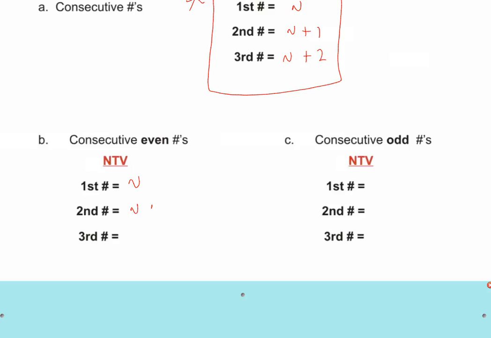N plus 2 is the next consecutive even number, right? I don't remember the numbers I did, but if I said 12, you'd say 14, because 12 plus 2 is 14, right? Okay, so again, let's get to the third number, all right? 6, 8, 10, right? 22, 24, 26. N plus 2, N plus 4. And every time you have consecutive even numbers, that's the case. Every time.